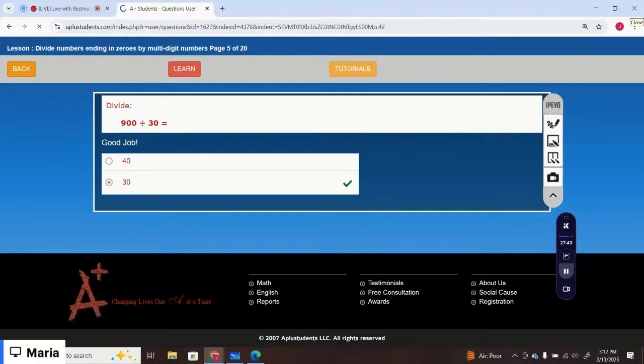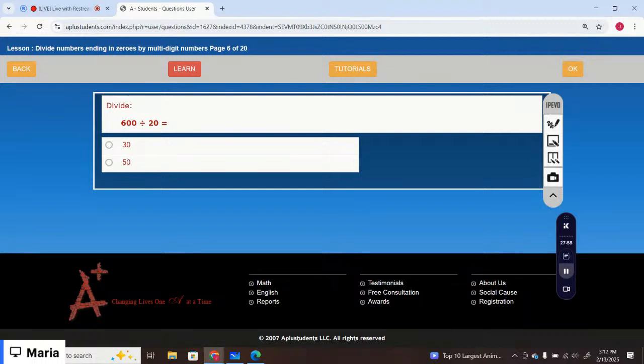Okay, we are done with the lesson. Let's just move on to the next lesson. 600 divided by 20 is 2 times 3 is 6, so that is 30. Okay, you can complete the lesson by yourself for today. Let me just move on to next lesson.